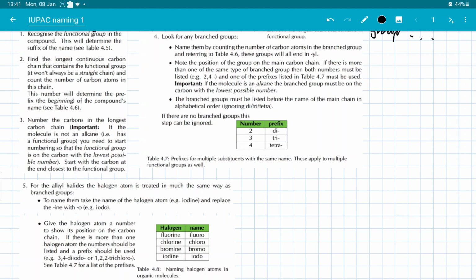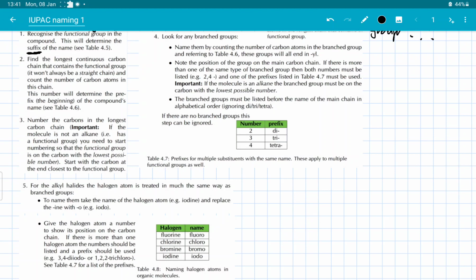Recognize the functional group in the compound. Why? Because this will tell you about the suffix. In other words, about which homologous series this molecule belongs to. Because the ending name, if you remember, if "ane" ending, it is an alkane. If "ene", it is an alkene. If "yne", it is an alkyne. So very important, its suffix will be determined by the functional group.